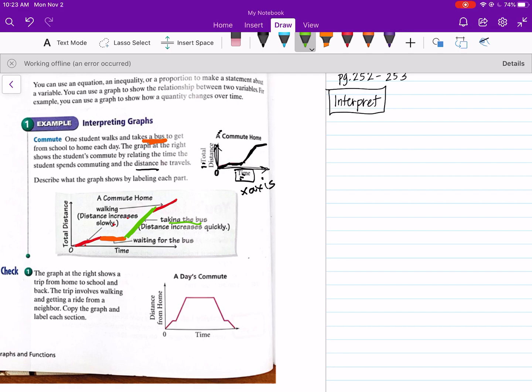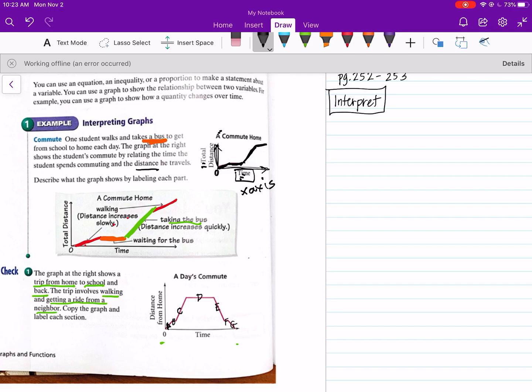According to the directions, we know that this is a trip from home to school and back. So this is a day. Here it sounds like they were home. Here they go to school, and then here they're back home again. It says the trip involves walking and getting a ride from a neighbor. Whenever you're interpreting, I highly recommend, instead of trying to do arrows, because it makes it so hard to read, that you label each section of the graph with a letter. So this will be A, here will be B, C, D, E, F, and G.